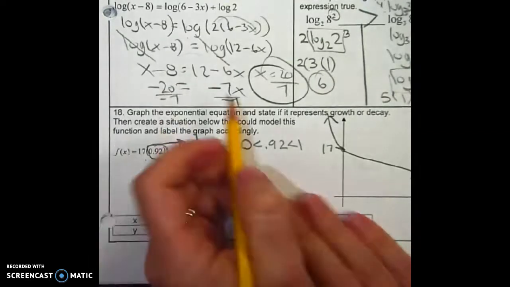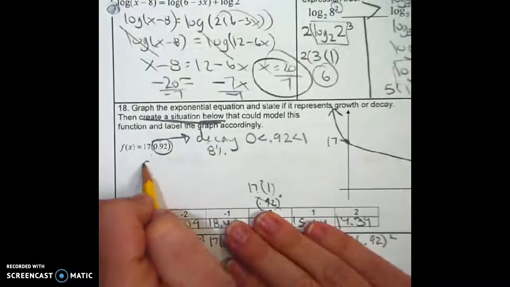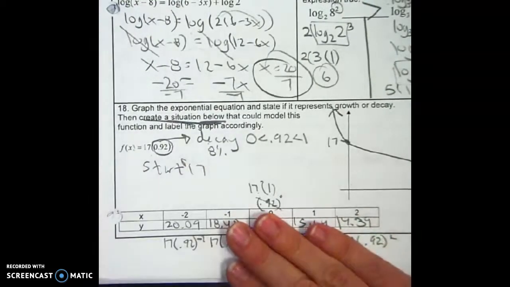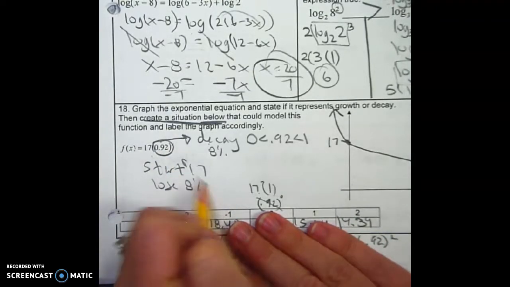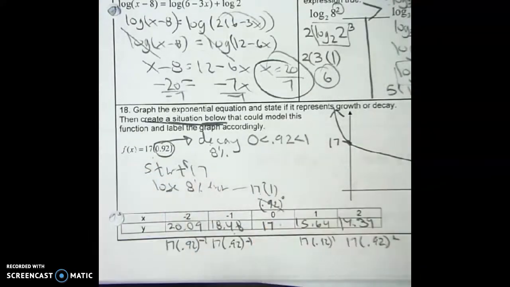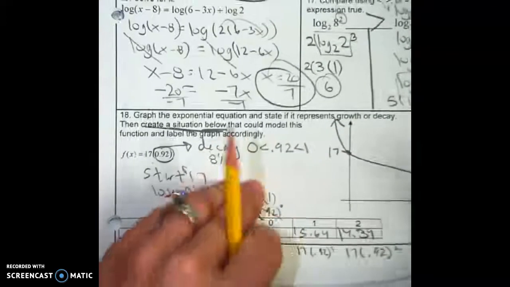It says create a situation. Okay, so I start with $17. You'll make this look nicer on the quiz. And then I lose 8% each week. Okay, there's 17, I don't know, science stuff, cells, and they decay by a rate of 8%. Okay, you'll write that down, and you'll be good to go. That's everything on your quiz. Please be prepared.